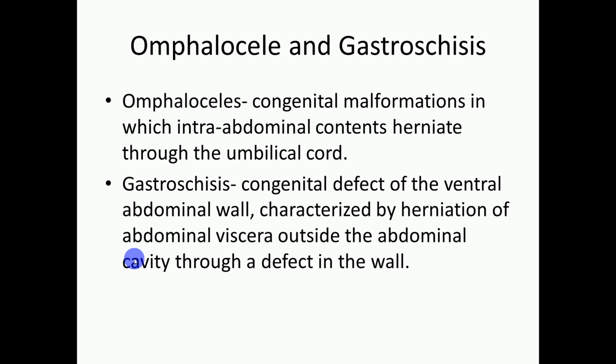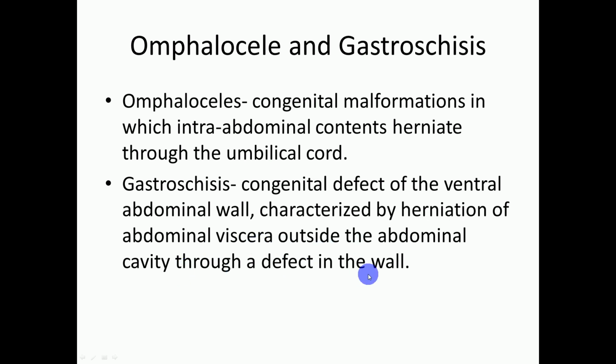All right, the last two things we're going to talk about are omphalocele and gastroschisis. Omphalocele, this is on page 807 in your book, is a congenital malformation where the intra-abdominal contents herniate through the umbilical cord. Again, please go to Google and search omphalocele and gastroschisis images, and it will show you some excellent pictures. Gastroschisis is a congenital defect of the ventral abdominal wall, where herniation of the abdominal viscera outside the wall carries through the defect.